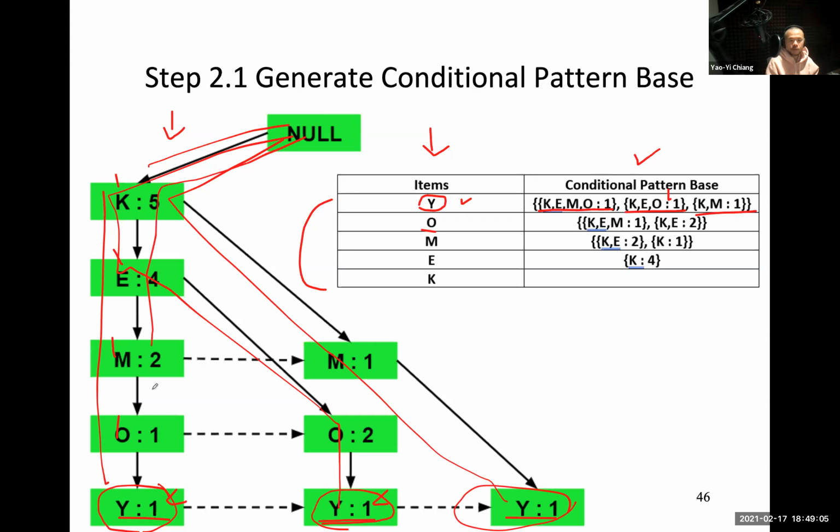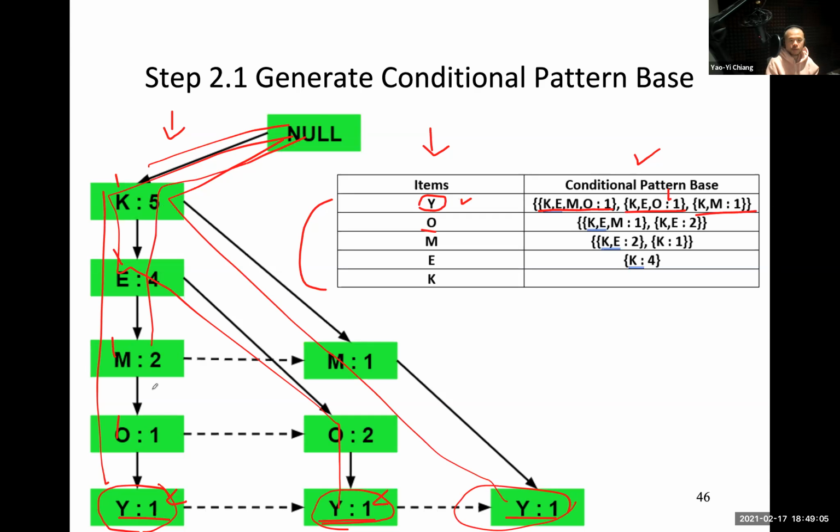Based on this conditional pattern base, we can generate these frequent pattern trees. Remember our support is 3. So if you look at this pattern, what does it tell you? It tells you that Y was in a basket with KEMO once. Y was in a basket with KEO once. Y was in a basket with KM once. So what would be your frequent pattern tree?